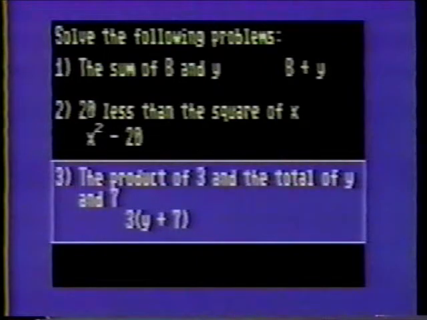Number 3. The product of 3 and the total of y and 7. First add y and 7, which is y plus 7. Then multiply the total by 3. The final solution is 3 times y plus 7.